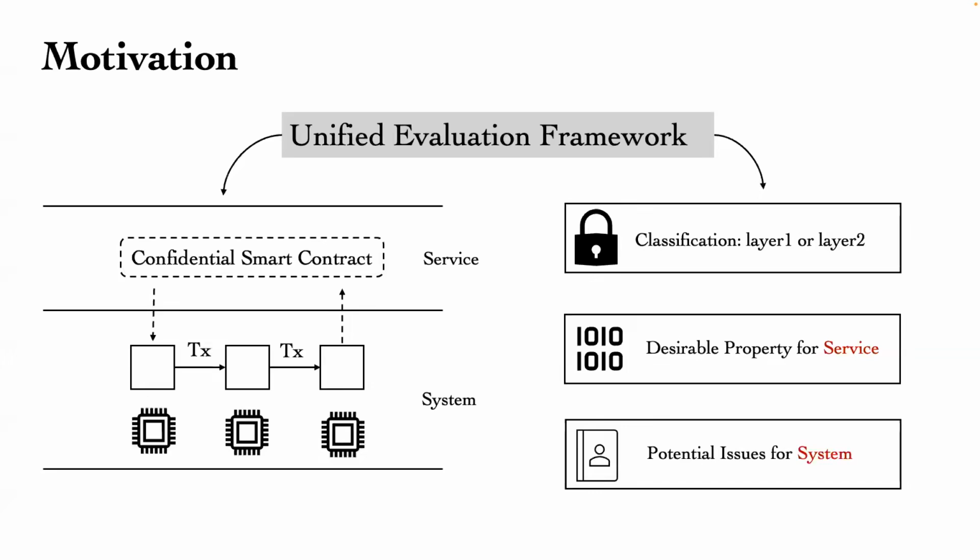Desirable properties for contract services, and the security considerations for underlying systems. Specifically, we discuss the desirable properties, from typical properties inherited from traditional smart contracts to featured privacy-related properties. Meanwhile, we emphasize practical issues, pitfalls, and remedies in designing TEE-assisted blockchains.